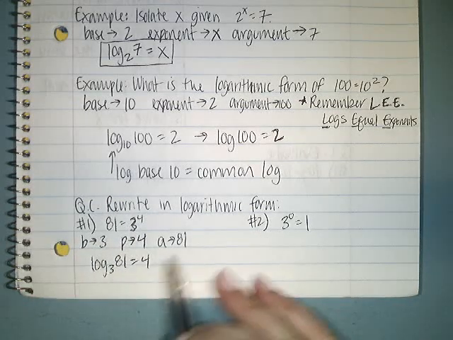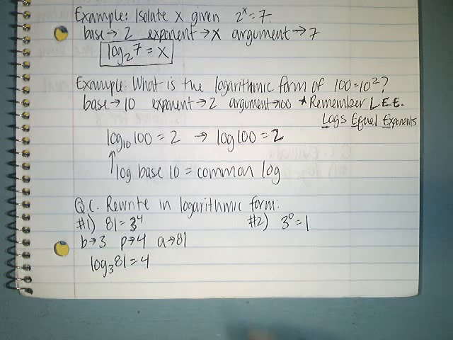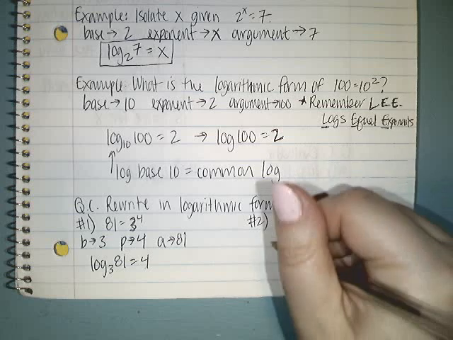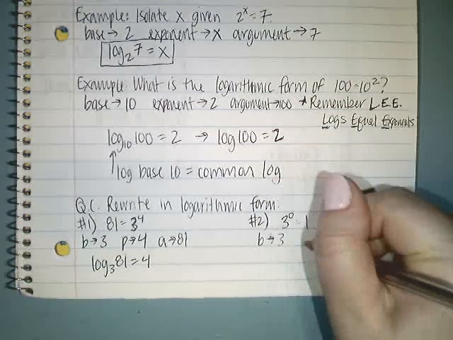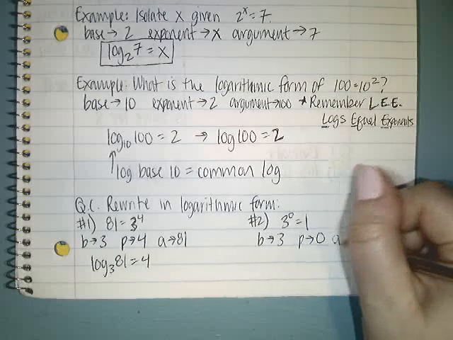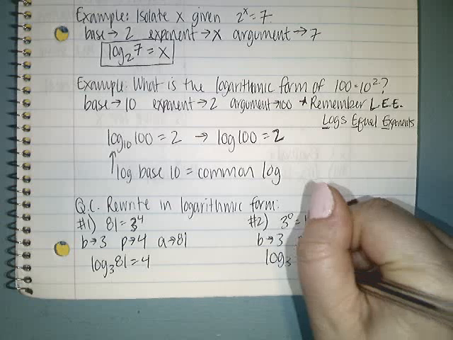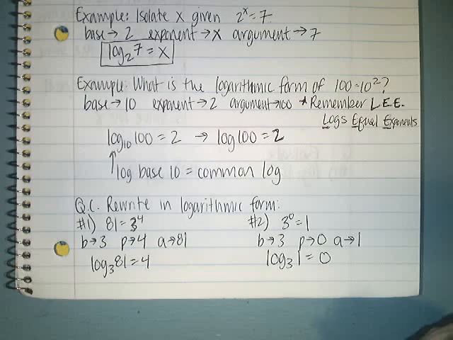So log base 3 of 81 equals 4. So the exponent always goes here. Base is the same, argument goes in the log. So here, base is 3, power is 0, argument is 1. So I have log base 3 of 1 equals 0.